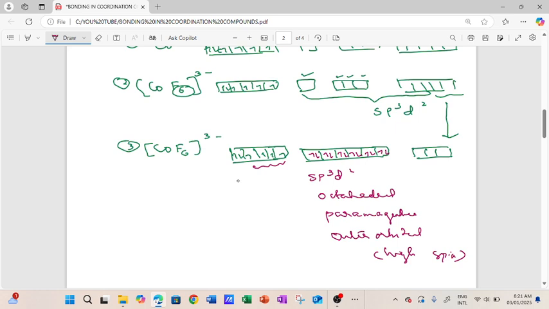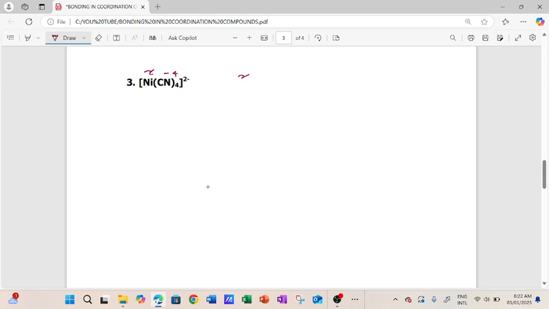Now I will take a compound with coordination number 4, [NiCN4]2-. First you calculate the oxidation state, let it be x. Cyanide is 1 minus, so total minus 4. x minus 4 is equal to minus 2. x is equal to plus 2. Nickel is plus 2. Nickel is 28.